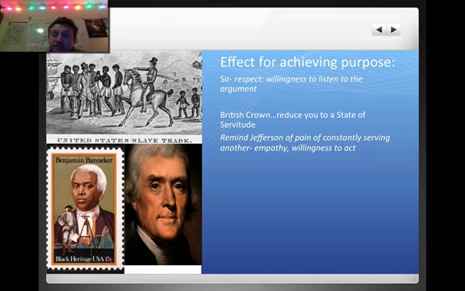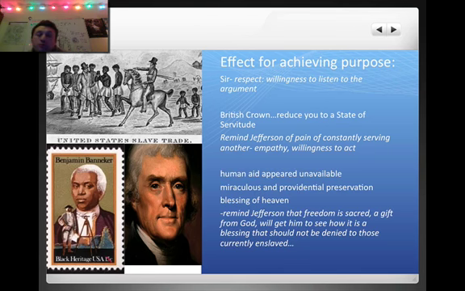You have this interesting reference to the state of the colonies when it was under the rule of the British Crown. And what will this do for Jefferson? Well, it's going to remind Jefferson of the pain of being constantly under servitude to another group. Maybe it'll create some empathy. Maybe it'll create some willingness for Jefferson to act.